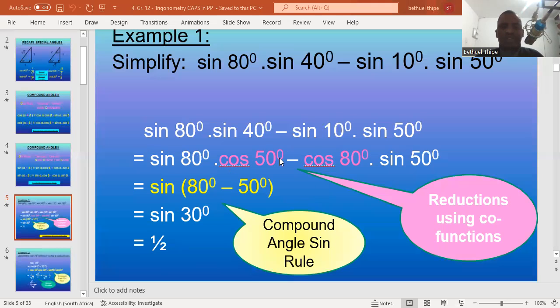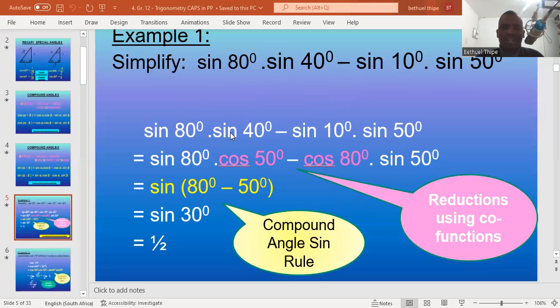Let me point out the most critical points on this problem. The first thing is to make sure that you express this in terms of alpha and beta, meaning we must have only two numbers which are different. Here we have many numbers which are different: 80 is different from 40, 40 is different from 10, 10 is different from 50. So our aim is to make sure that we have two angles which are different. I can express this in terms of 80 and 50, where 80 represents our alpha and 50 represents our beta.